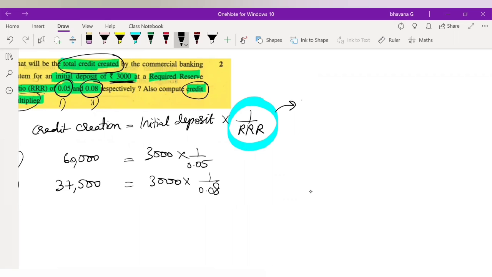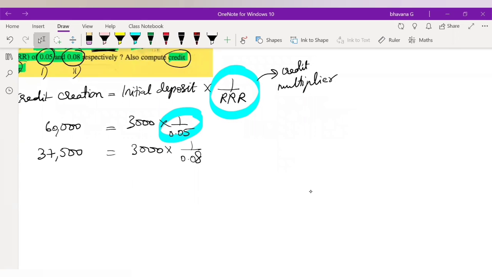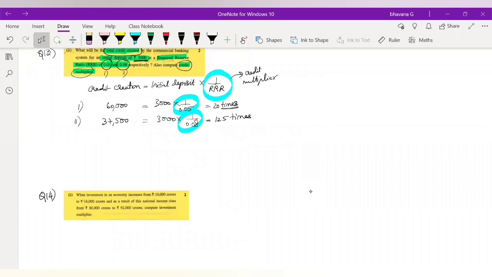1 by RRR is nothing but your credit multiplier. So here directly we'll find out what the credit multiplier is in case 1, that is 1 divided by 0.05. Here the credit multiplier is 20 times. Always add times when you find the credit multiplier. What is the credit multiplier in the second case? It is 1 by 0.08, that is nothing but 12.5 times. So in the question they had asked for credit creation and credit multiplier, which we have found out.